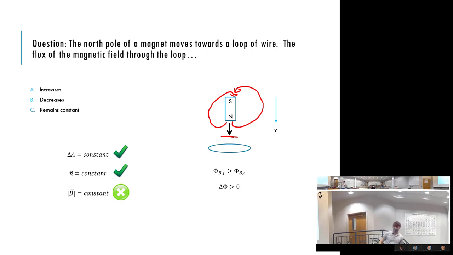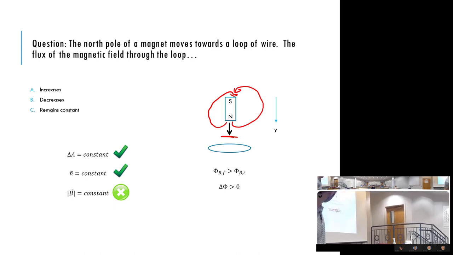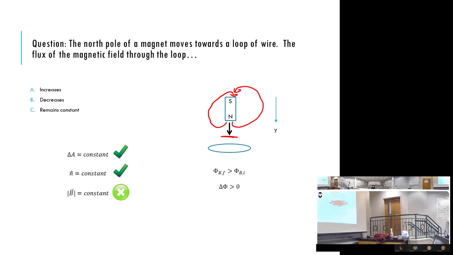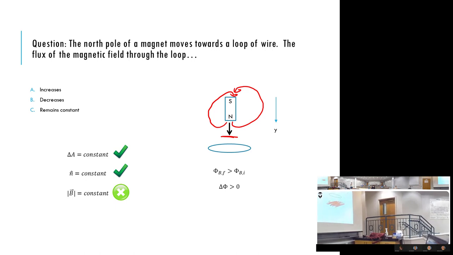If I have a north pole of a magnet, so I've oriented the magnet so we're clear on which way is north, and I've got a loop here, and I'll just get rid of this for a second so that you can't see that. So, close your eyes. There we go. So if I've got the north pole of a magnet going downwards through a loop, the first question is, what's the flux through the loop? What happens to the flux through the loop as the magnet moves downwards?